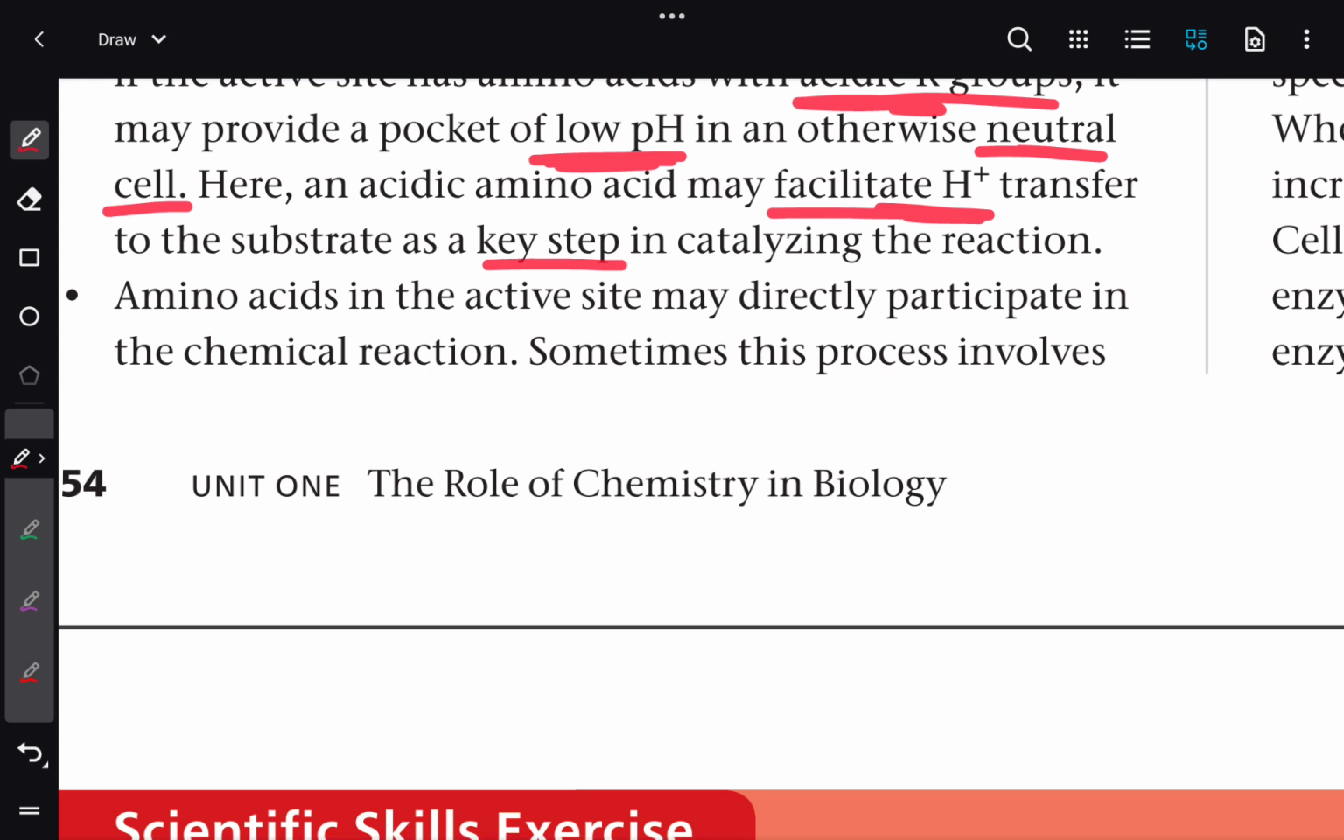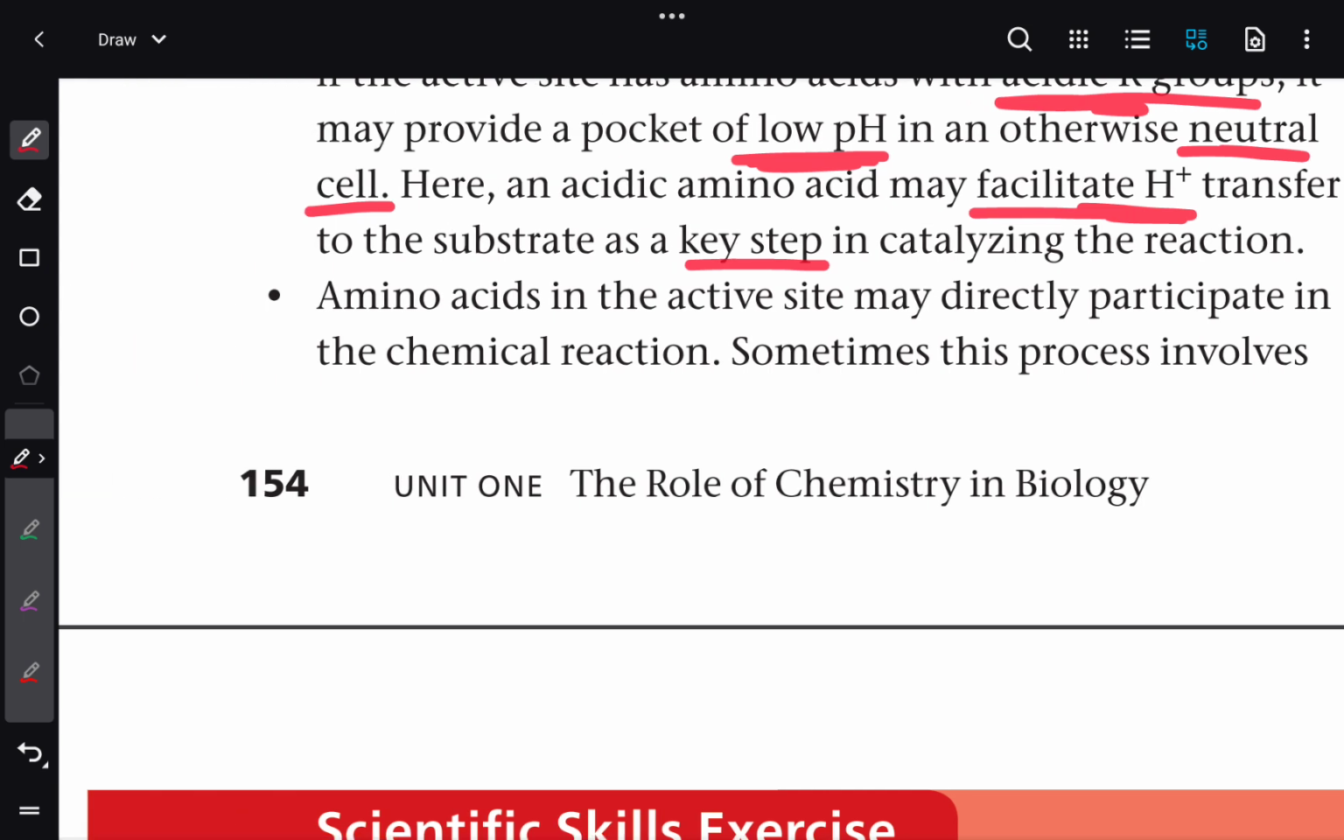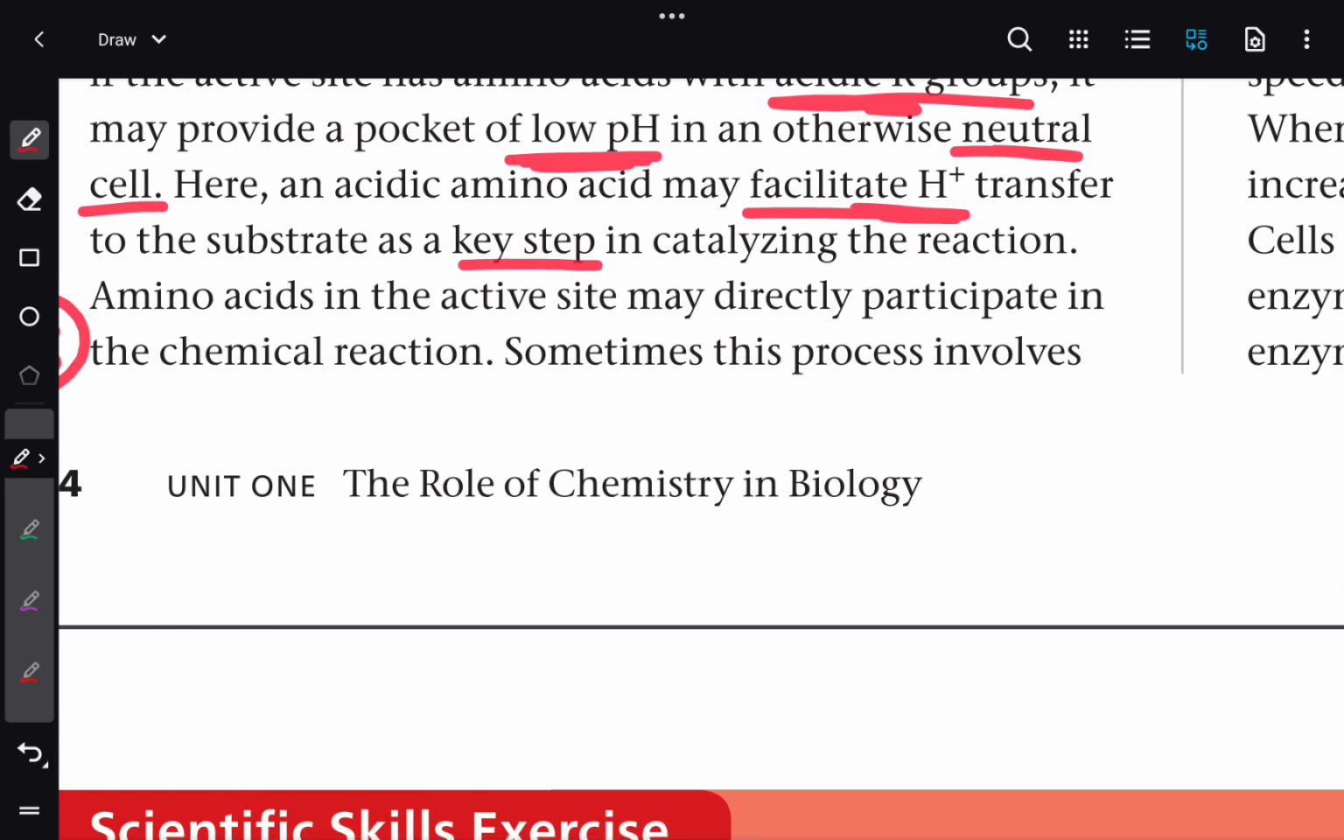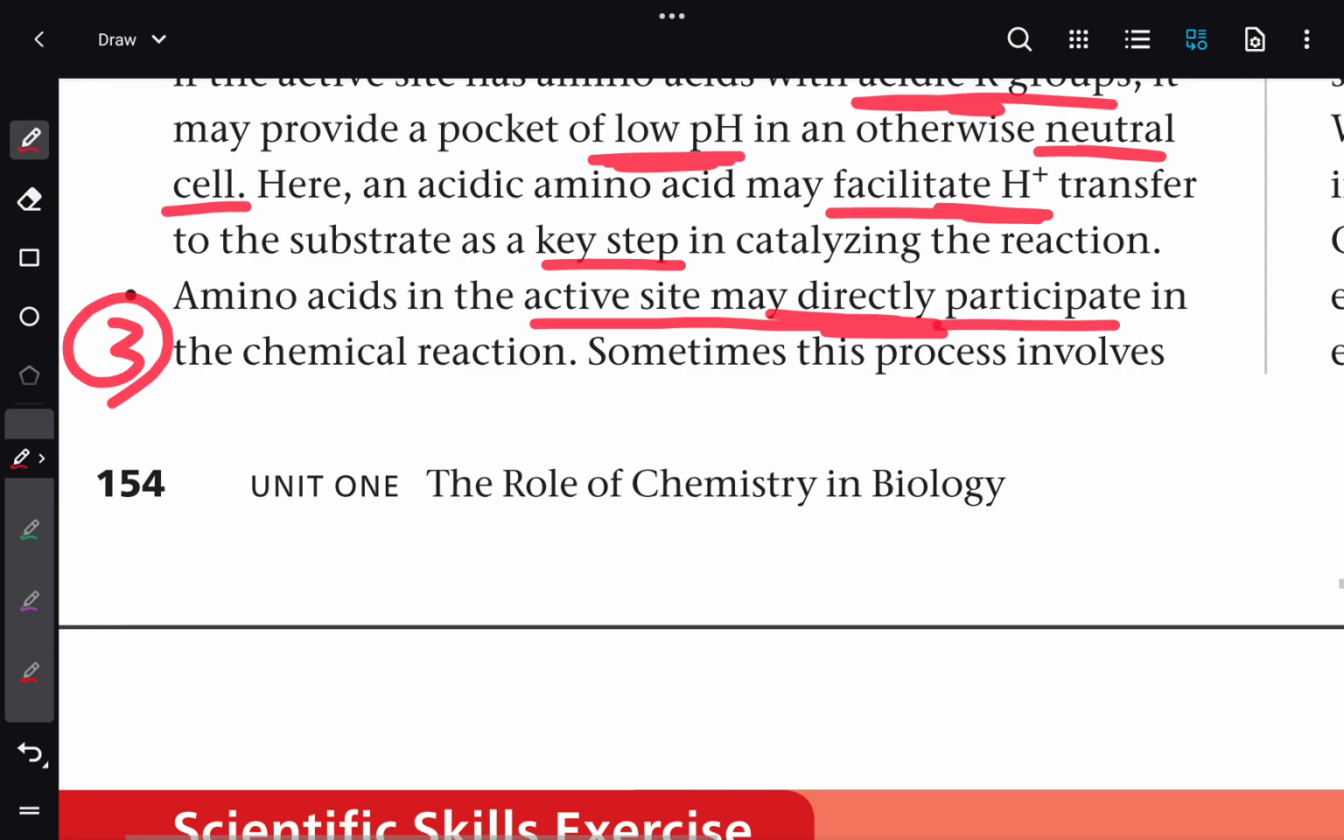This is the third and a very important idea. Amino acids in the active site may directly participate in the chemical reaction.